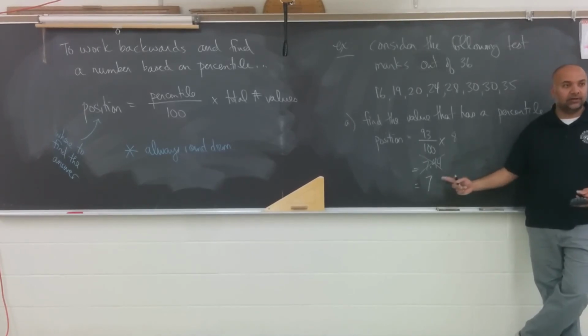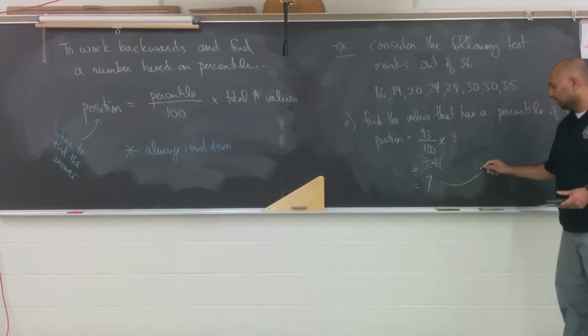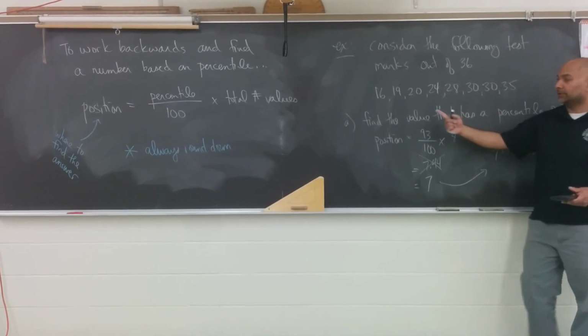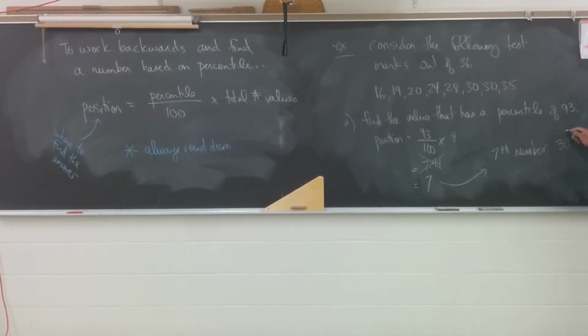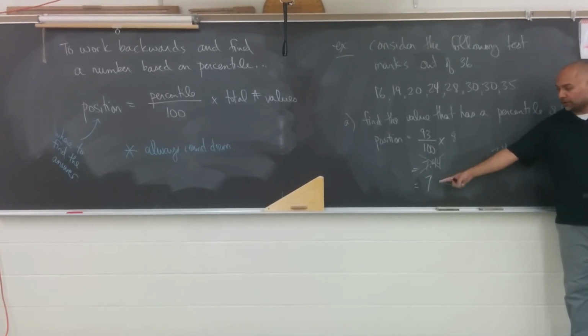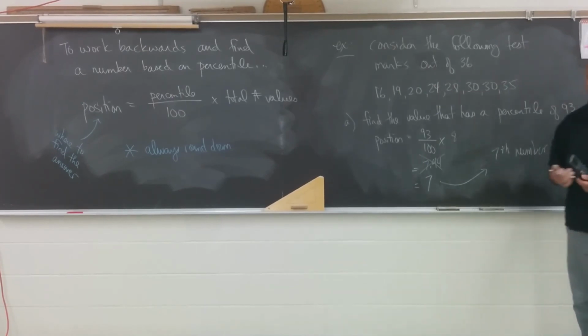That's still not the answer. This is telling you where to find the answer. This is the position. So this is telling you that the seventh number in our list is the actual answer. So let's go back and look at the seventh number. 1, 2, 3, 4, 5, 6, 7. That's the answer, 30. So the common mistake here is not rounding it down. The other common mistake is just thinking that's the actual answer. That's not the answer. The answer is telling you in the list where to look. Let's actually stop it right there.